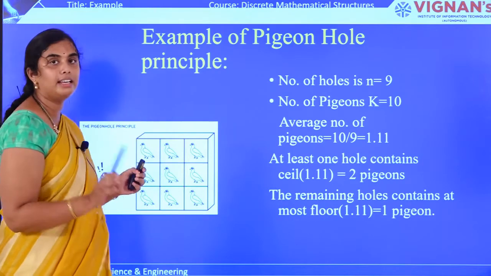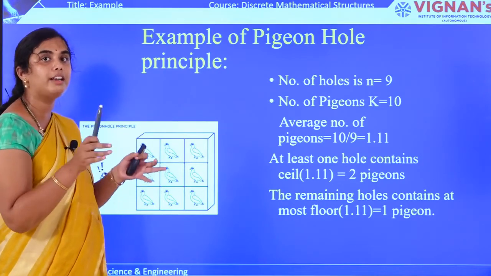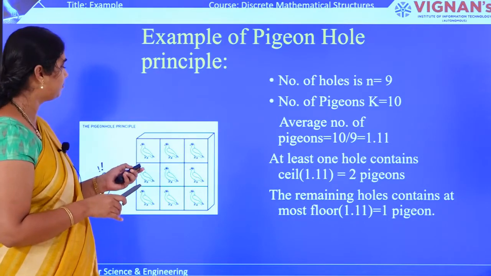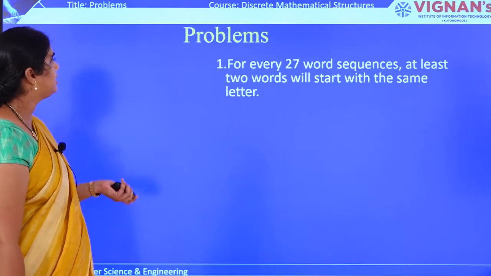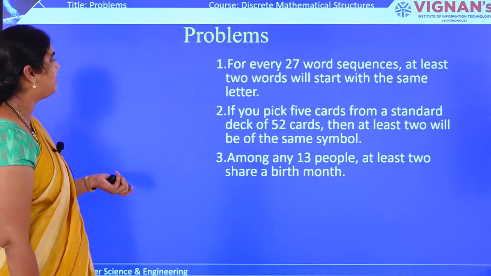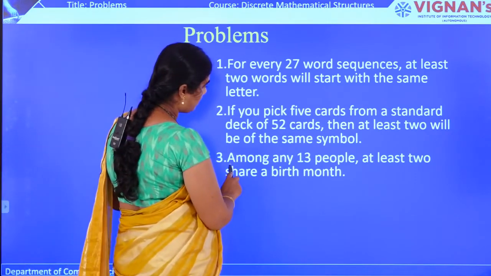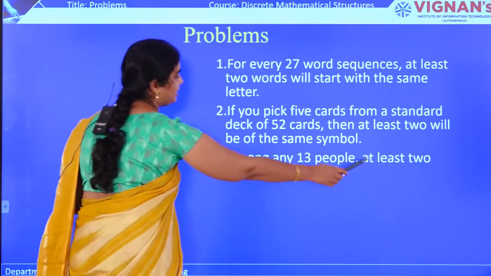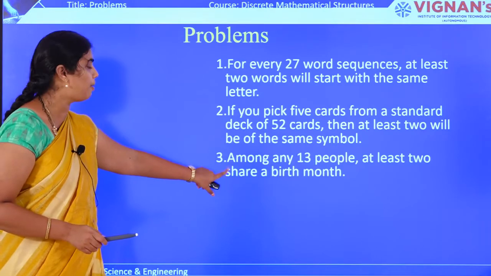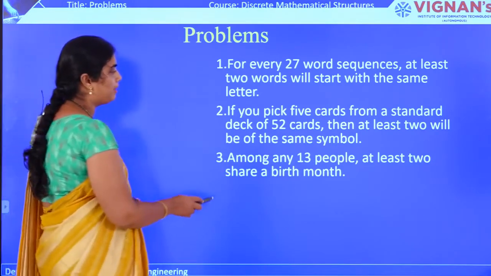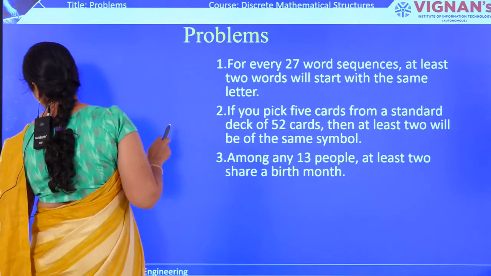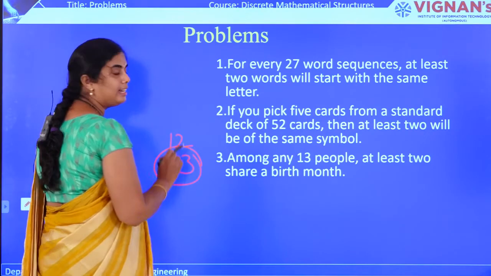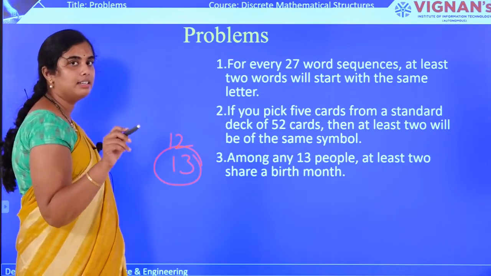It is mainly used to say how things can be arranged if a lesser number of boxes or things are given. See, these are the different types of problems where you can observe the pigeonhole principle. I will give you one example. Suppose there are 13 people and there are 12 months. Then at least 2 share a birth month. This problem is based on pigeonhole only, because in a year there are 12 months, and if I am given 13 persons, then at least two persons will share the same birth month.